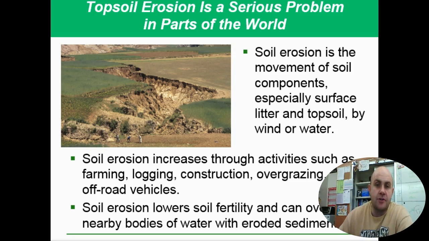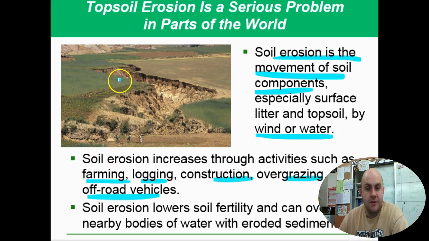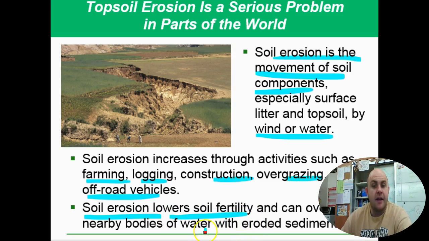So topsoil erosion is a more serious problem than most people think. So we know soil erosion, I hope, is the movement of soil from where it's supposed to be to someplace else. This can happen through both wind and water, and it's increased by doing things. So farming and logging, construction, overgrazing, and off-road vehicles can all lead to greater soil erosion in any particular place. And so when soil erosion happens, it takes away the topsoil, which lowers the soil's fertility. And then, of course, that goes somewhere, and it usually can go into bodies of water, which then creates too many problems with that as well.